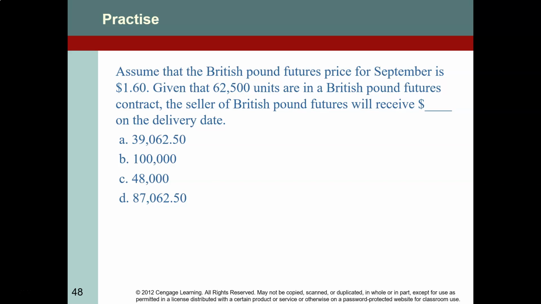If you're ready, the right answer should be the second one. Okay, we just use the futures price of 1.6 multiplied by the number of units, 62,500. So we have $100,000 that we're going to receive on the delivery date because we're locked in this selling price.